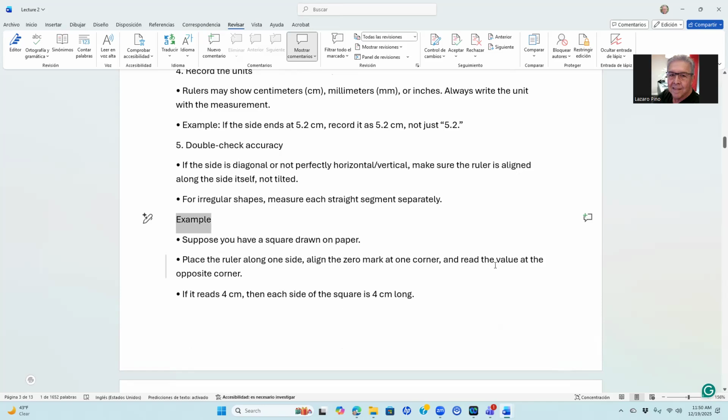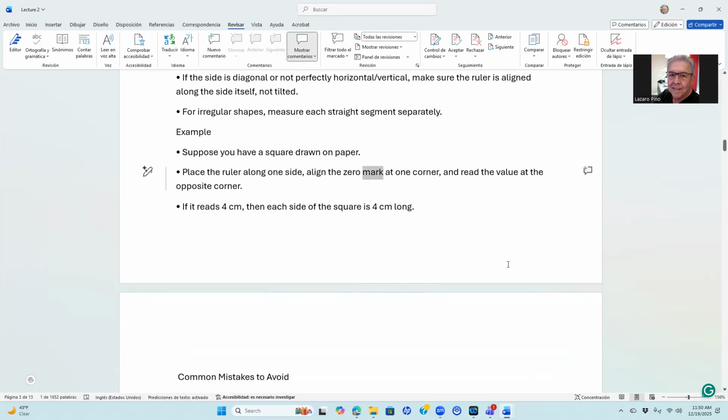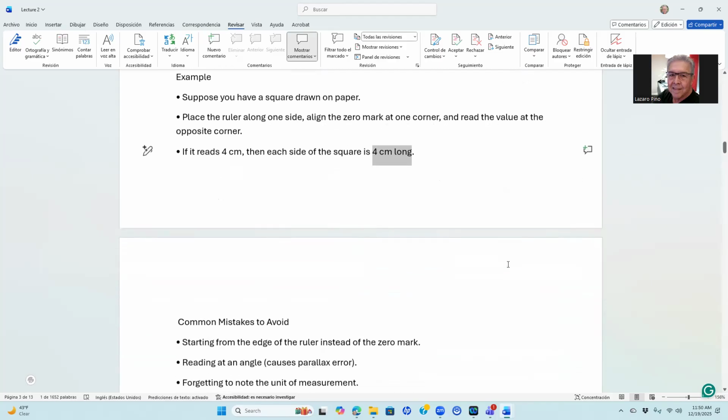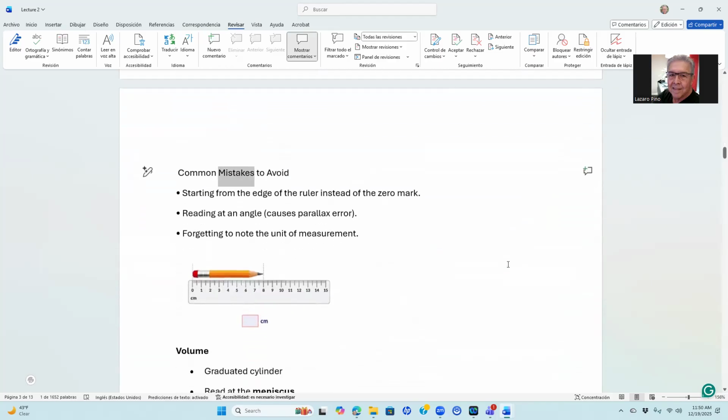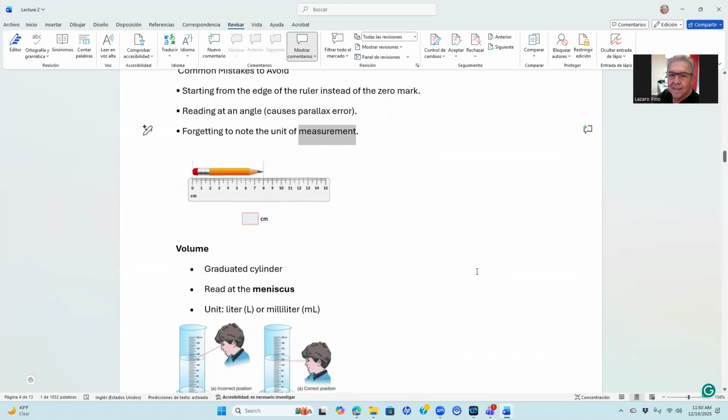Example. Suppose you have a square drawn on paper. Place the ruler along one side, align the 0 mark at one corner, and read the value at the opposite corner. If it reads 4 centimeters, then each side of the square is 4 centimeters long. Common mistakes to avoid. Starting from the edge of the ruler instead of the 0 mark. Reading at an angle causes parallax error. Forgetting to note the unit of measurement.